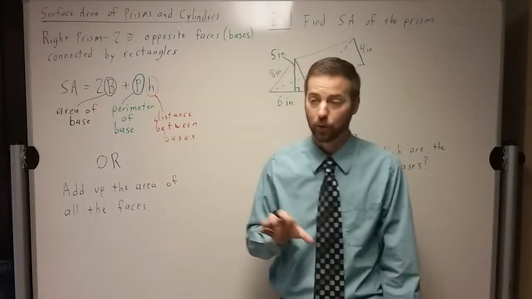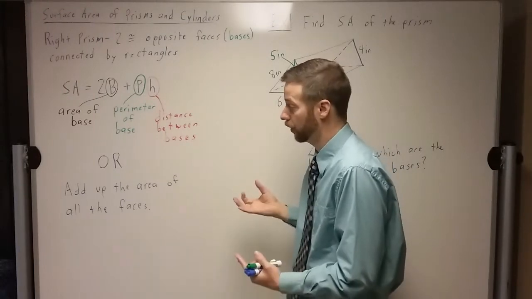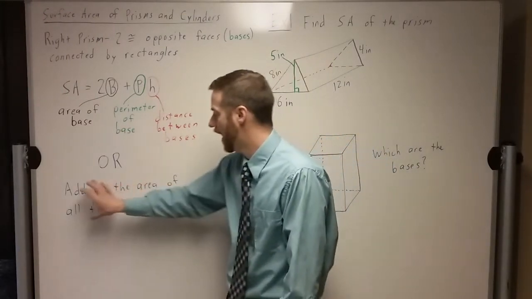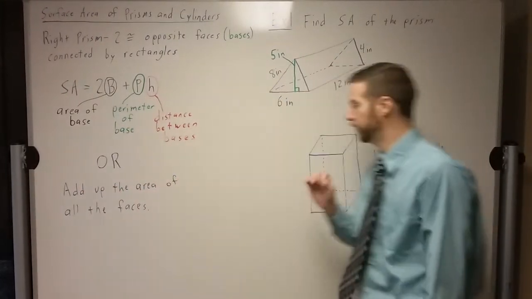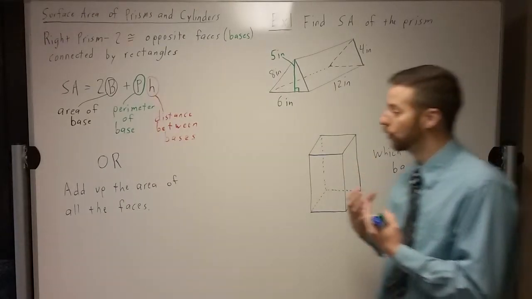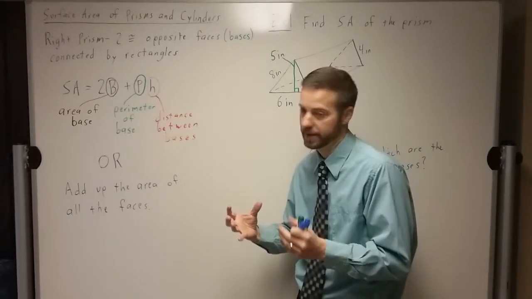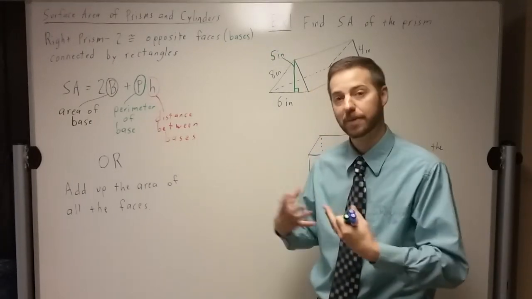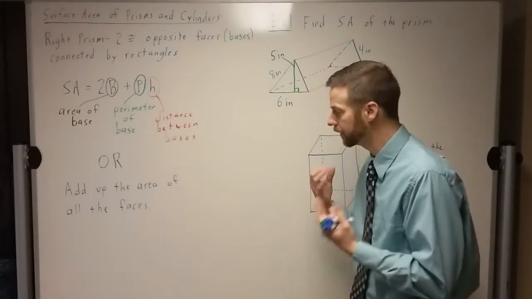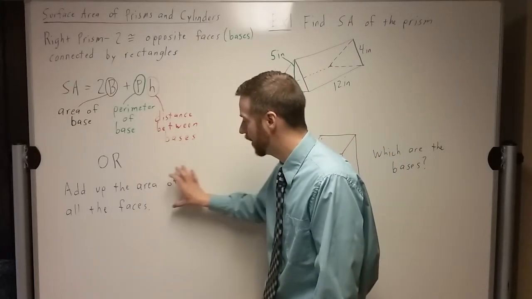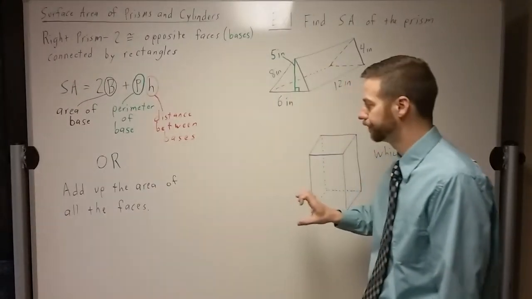Another option, if you don't like that formula, or if you just don't like formulas real well, is to add up the area of all the faces. You could just take your whole shape, find all the faces, and there could be 5, 6, 7 faces, it just depends on what shape the base is, and add up the area of all those faces put together.